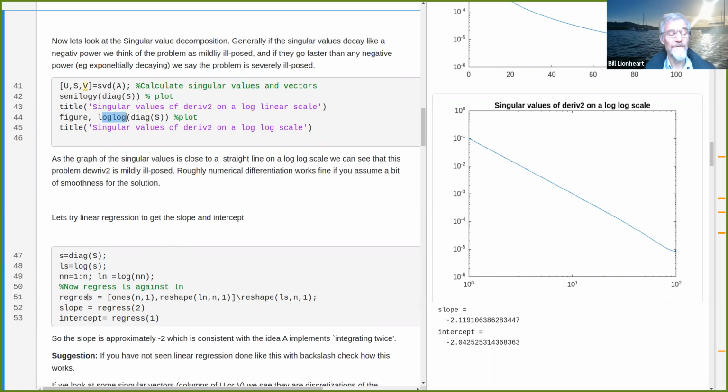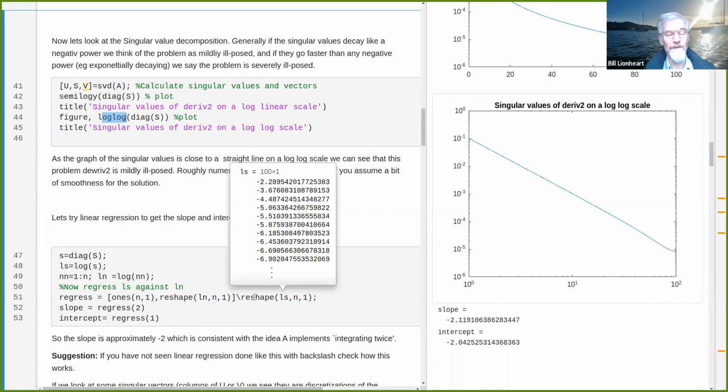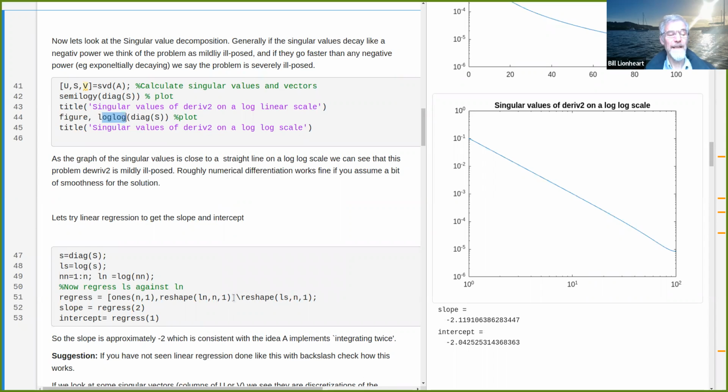So our regression vector, which is the slope and intercept, the intercept and slope, I get from solving this system. I've got a row of ones, and then a row of logs of the n's, and on this side I've got the logs of the singular values. The idea is the intercept multiplies the ones and the slope multiplies the values and gives you this.